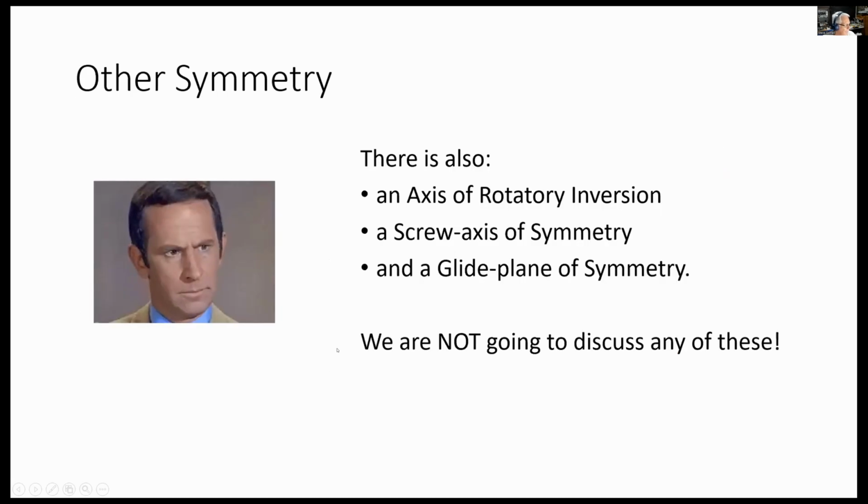But then you've also got an axis of rotatory inversion, a screw axis of symmetry, and a glide plane of symmetry. And we are not going to be discussing any of those. I think the only one that I can understand fairly readily is the axis of rotatory inversion, which is basically where you've got 2 halves of the crystal and one half is inverted and becomes the mirror image.